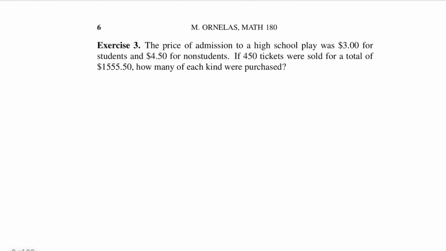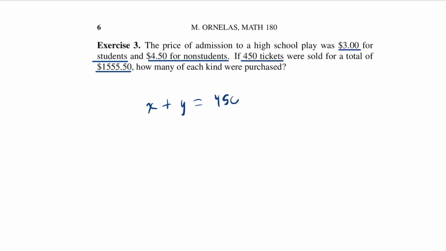It says the price of admission to a high school play was $3 for students and $4.50 for non-students. There's a total of 450 tickets that were sold, and the amount that they brought in was $1,555.50. How much of each kind were purchased? Well, let's start with writing two equations. The first equation will be the number of student tickets plus the number of non-student tickets has to equal 450, because that's the total number of tickets.